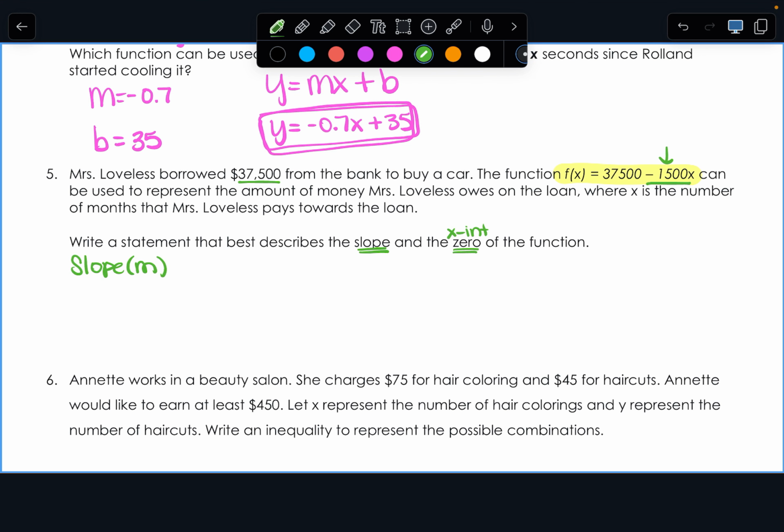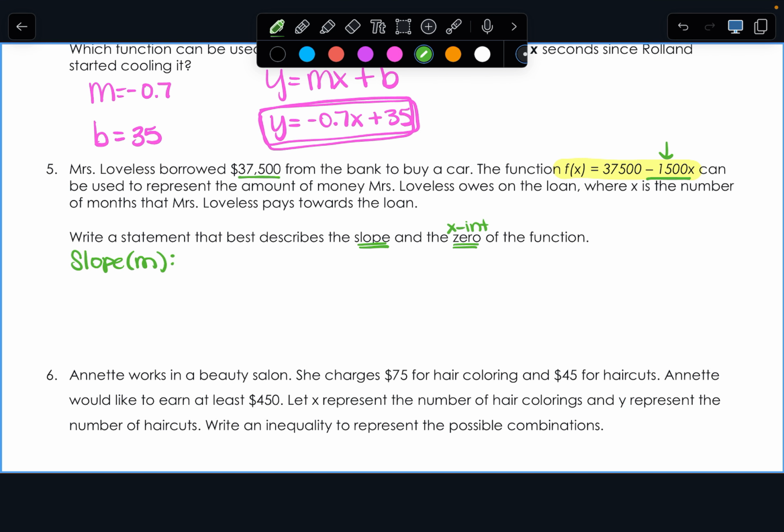My slope, my m. So how can I write that in a sentence? Not minus 500, in word form, in sentence form. Miss Lovelace pays $1,500 for a car payment every month, off the total. Per month. Each month. Okay, so we need to find the number of months.